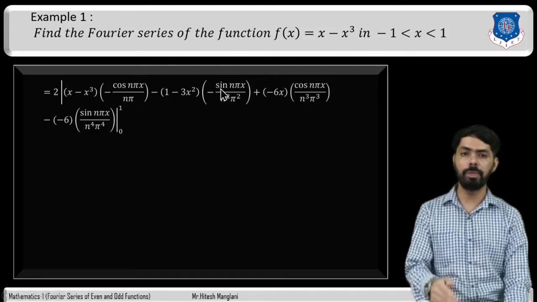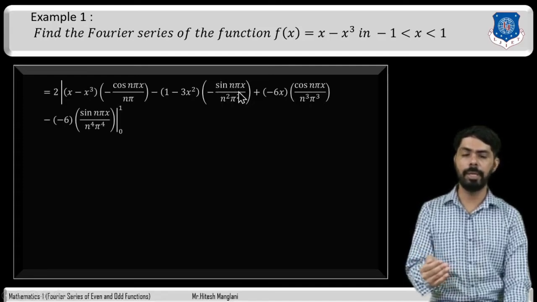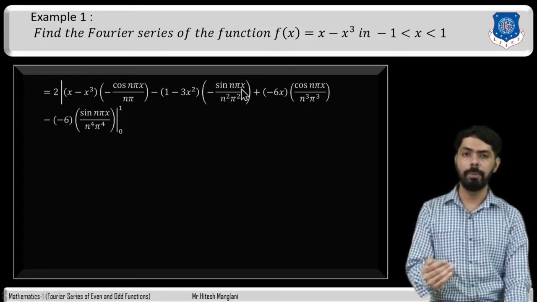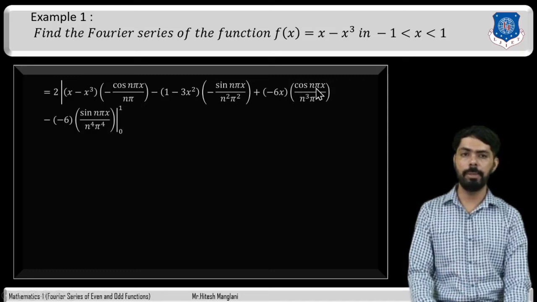Now we will take integration of sin theta. So integration of sin theta is minus cos theta. So integration of sin n pi x will be minus cos n pi x divided by n pi, because coefficient of x is n pi, and here n square pi square into n pi, so it will be n cube pi cube. Therefore here cos n pi x divided by n cube pi cube, because minus minus it will be plus.